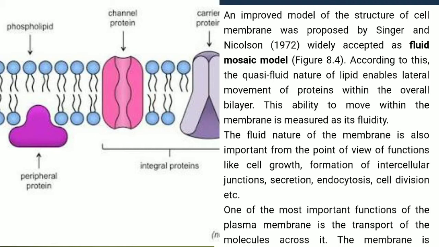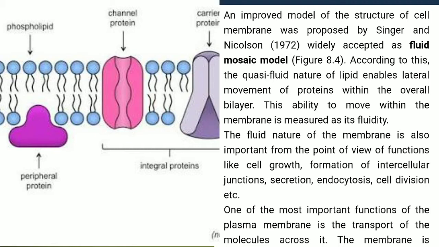However, before this particular model, there were some other models which different scientists had proposed, such as the Danielli-Davson model, which was proposed in the year 1935 by James Danielli and Hugh Davson. Then comes another very important model, the Robertson model, which is also called the sandwich model. All these models were present, but they had some drawbacks.